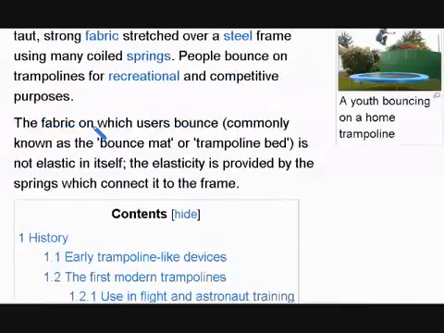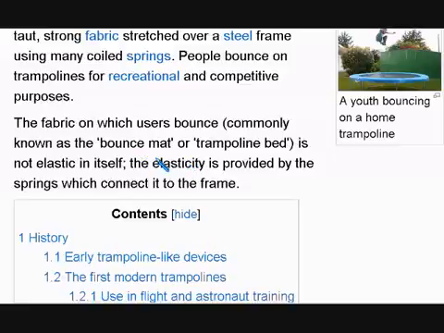The fabric on which users bounce, commonly known as the bounce mat or trampoline bed, is not elastic itself. Elastic means stretchy, like you hit it and it stretches down and then stretches back. So that's elastic. So it's not elastic in itself. The elasticity is provided by springs.